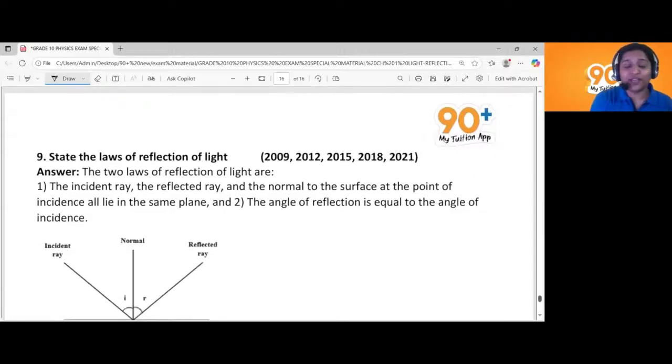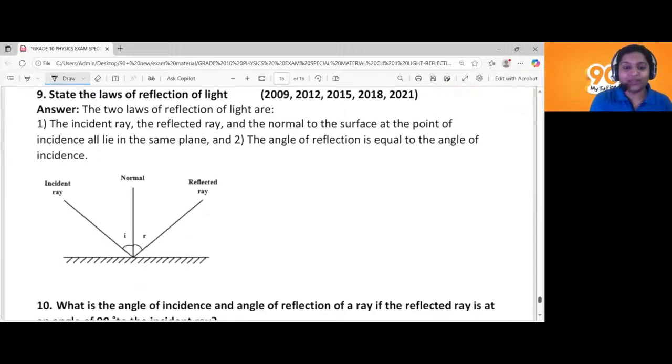State the laws of reflection of light. Okay, this is also important. The two laws of reflection of light: the incident ray, the reflected ray, and the normal to the surface at the point of incidence lie in the same plane. Then angle of incidence is equal to angle of reflection. For example, if the angle of incidence is 10 degree, angle of reflection will also be equal to 10 degree, as per the laws of reflection.